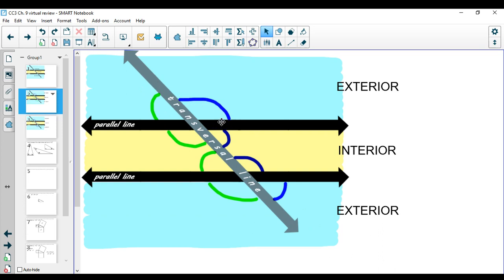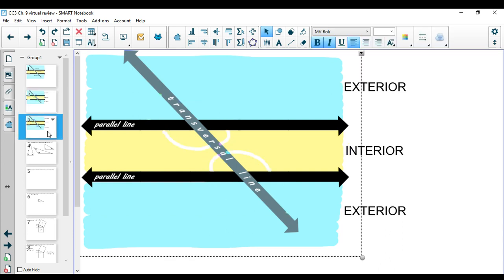So all of these blue arcs are showing us angles that are on the right side of our transversal. That means they're all on the same side. They're all on the right. On this side, we have angles that are all on the left side of the transversal. We refer to all of those as same side angles.